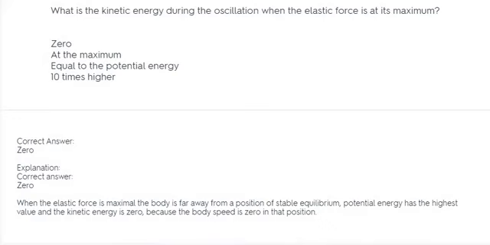What is the kinetic energy during the oscillation when the elastic force is at its maximum? 0, at the maximum equal to the potential energy, 10 times higher. Correct answer: 0. Explanation: When the elastic force is maximal, the body is far away from the position of stable equilibrium. Potential energy has the highest value and the kinetic energy is 0 because the body's speed is 0 in that position.